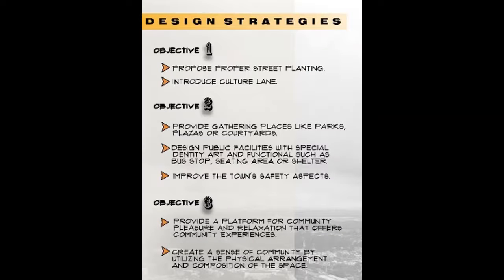So next, for the design strategies, for the first objective is to propose proper street planting and to introduce cultural land. The second objective consists of providing gathering places, parks, plazas or courtyards, and designing public facilities with special identity, art and functional such as bus stop, sitting area or shelter. And next, to improve the town's safety aspect. And the third objective consists of providing a platform for community pleasure and relaxation that offers community experiences, and to create a sense of community by utilizing the physical arrangement and composition of the space.